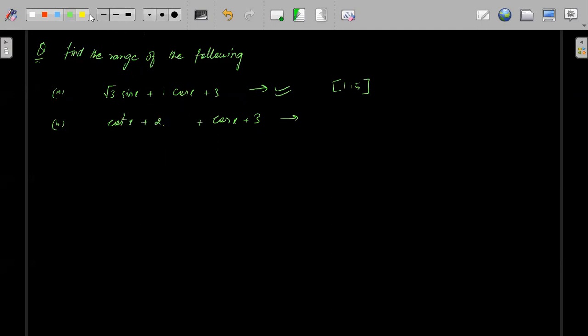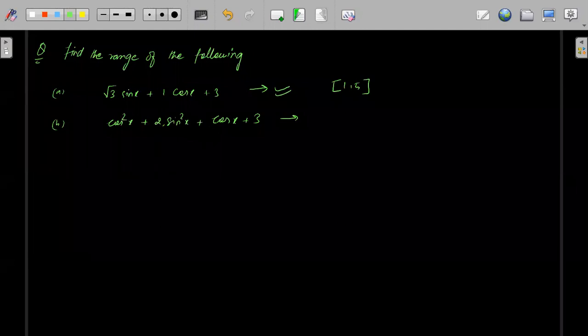Cos square x plus 2 sin square x plus cos x plus 3. Find this one also.